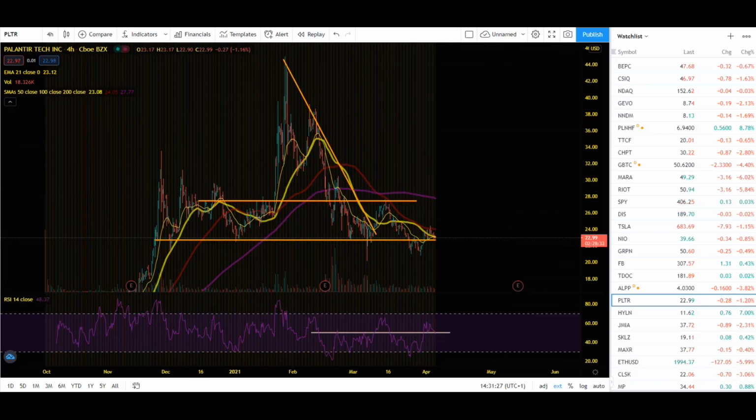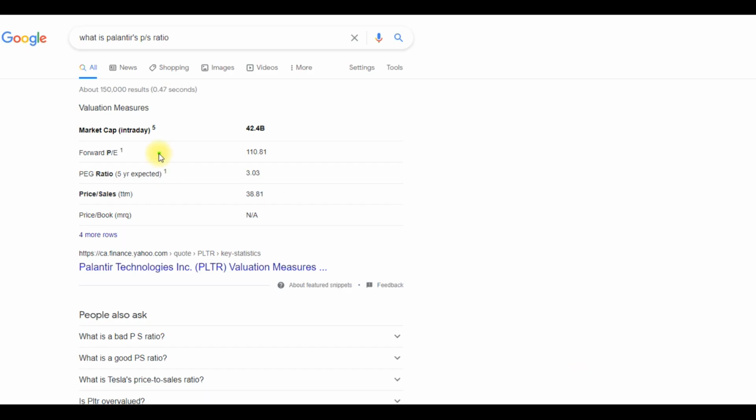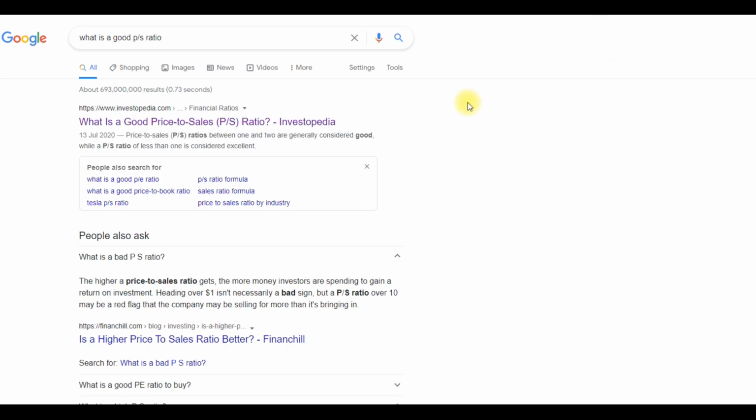But essentially, guys, they are a software as a service company, and you can see that they are trading at over a 50% discount from their highs just a few months ago. But it is worth noting, guys, that Palantir's price to sales ratio right now is actually very high at about 38. Now, if we actually come onto Google and we can see what a good price to sales ratio is, you guys can see that anything typically over 10 could be a red flag, and you are going to be paying a lot more in valuation metrics for a business.